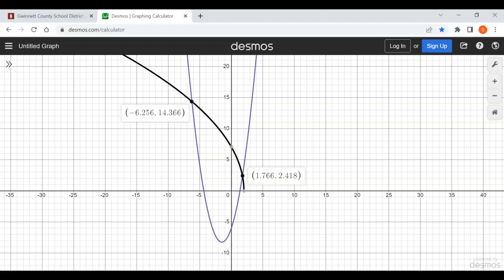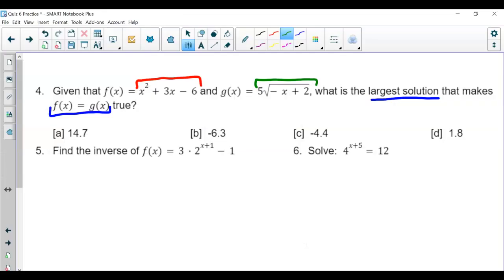So remember, the solutions are where the two graphs are crossing each other. There is no need for you to identify any other points, right? If we're talking about the solution, we just need to know where they're crossing and we need to know the largest. So remember, the solution is always the x coordinate. So here looking at the larger of the two x coordinates, that's why the answer is 1.8 and the answer here is D.